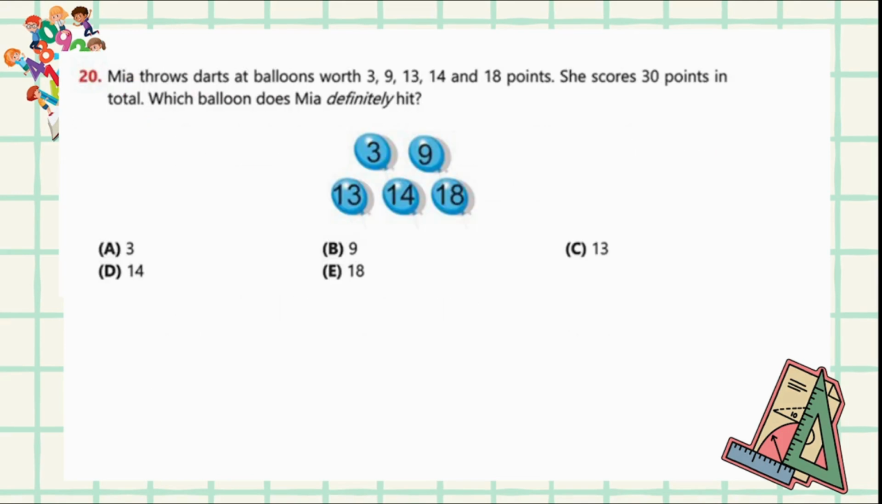Question number 20. Mia throws darts at balloons worth 3, 9, 13, 14 and 18 points. She scores 30 points in total. Which balloon does Mia definitely hit?